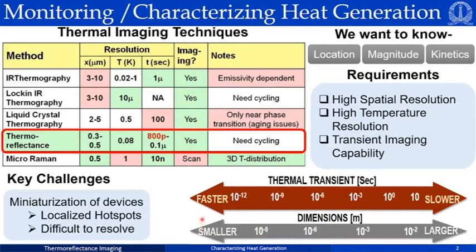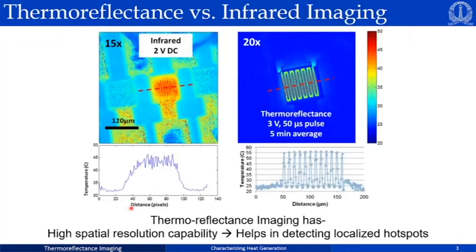Okay, so we see that thermo-reflectance imaging is suitable for our measurement given its high spatial, temporal and temperature resolution, because it helps us monitor temperatures in miniaturized devices where localized hotspots are present. So with this understanding, let us compare thermo-reflectance imaging with infrared imaging in terms of a sample image.